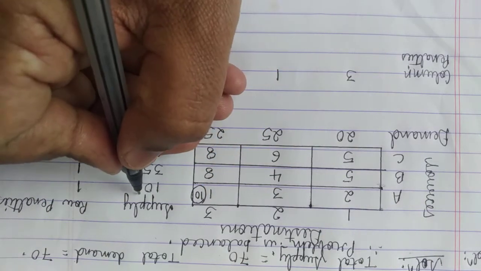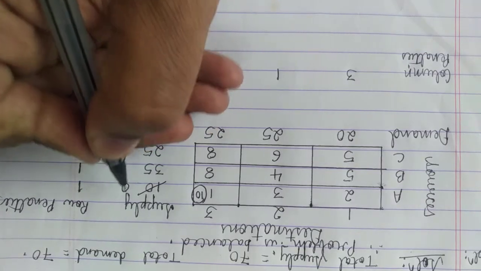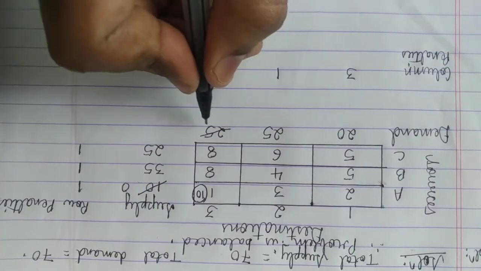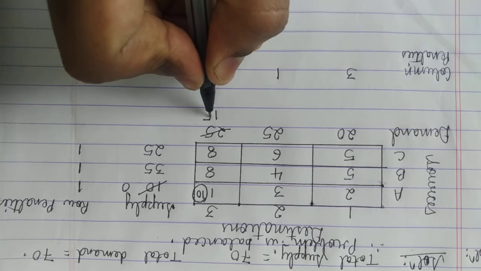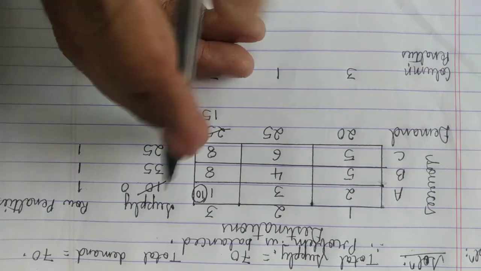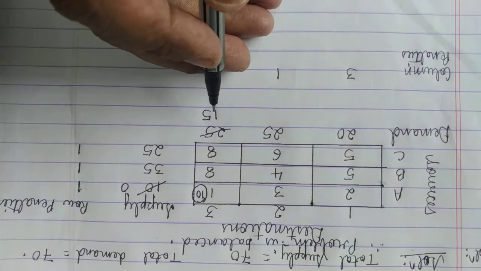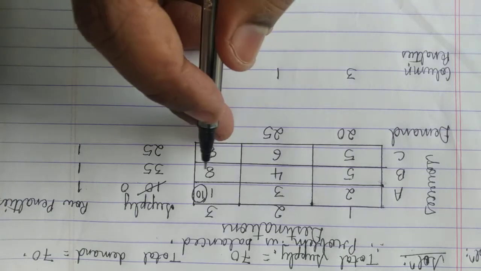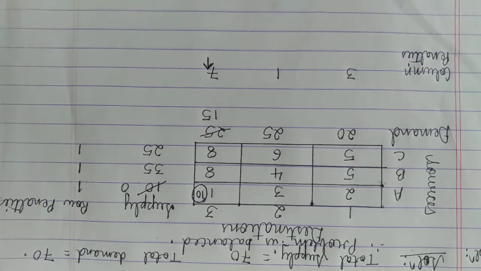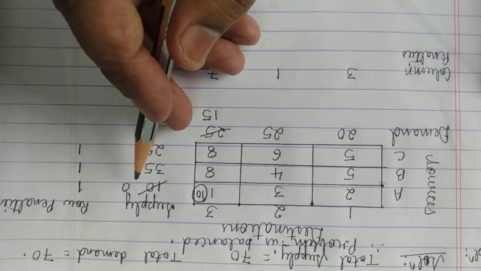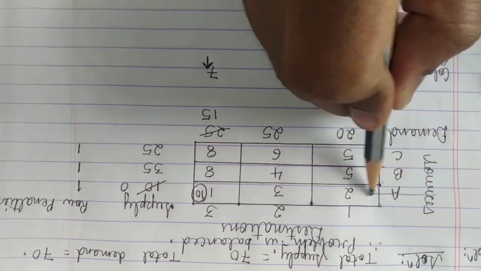Okay, what is the supply remaining? 0. What is the demand remaining? 15, right? 10 minus 10 is 0, 25 minus 10 is 15. So this is gone now. Once any row or column becomes 0, I'll cancel it out.